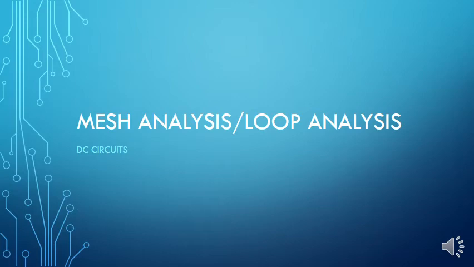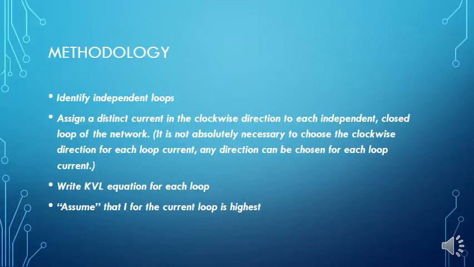Today our topic is mesh analysis, which is also called loop analysis. The methodology of loop analysis is, first of all, we have to identify the number of loops present in our circuit. After identification of the loops present in our circuit, we have to assign the current to each loop.